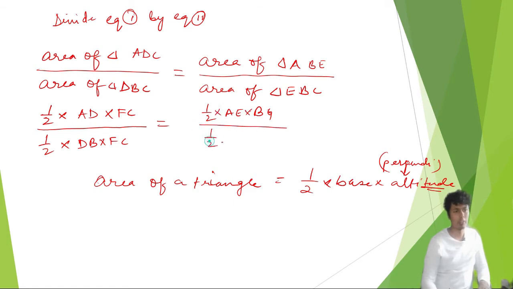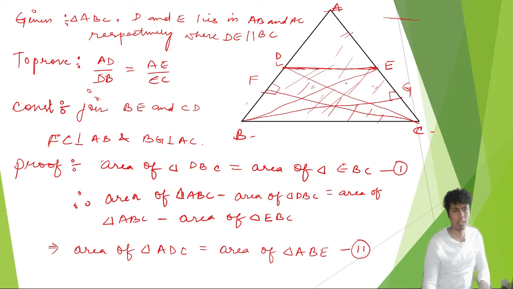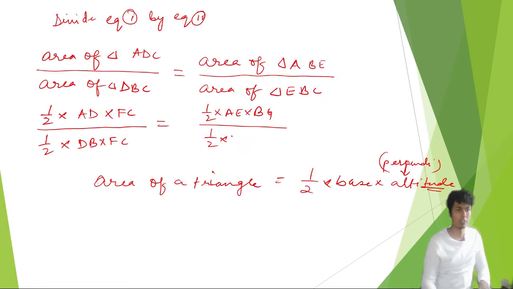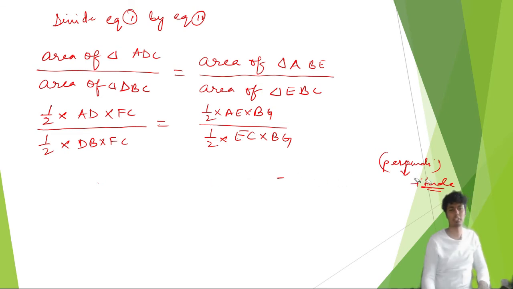And half into the second triangle, that is EBC. What is EC into BG? Half into EC into BG. So I hope it is clear to you. Okay, it's not that complex to understand, it's quite simple.